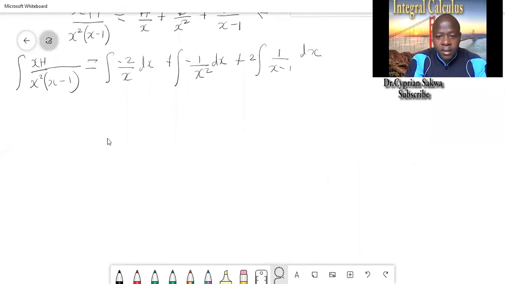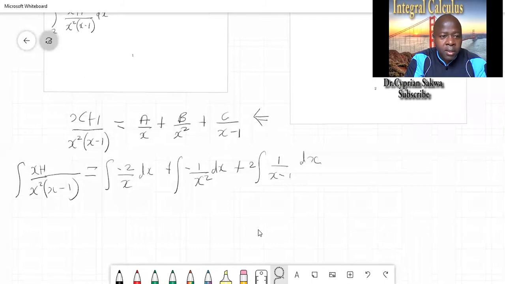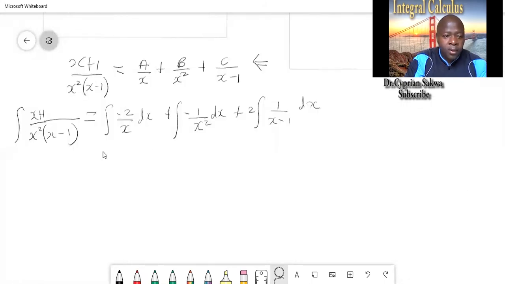Okay. Now let's remember our limits. Our limits were from 2 to 3. So you can put there our limits 2 to 3, 2 to 3, 2 to 3, and then 2 to 3. We can now integrate this. This one is very easy. Now we shall put the limits on the final integral. So integrating this, I will have negative 2 ln of x.